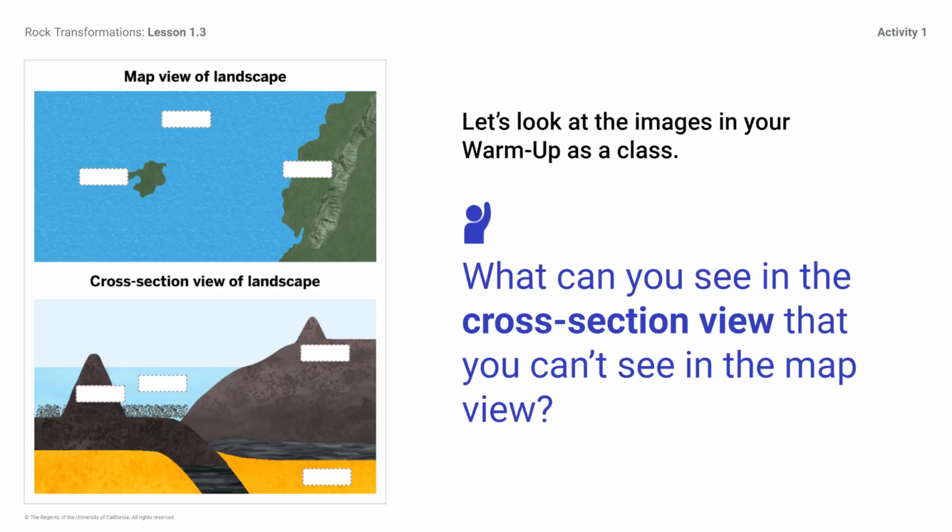Let's look at the images in your warm-up as a class. What can you see in the cross-section view that you can't see in the map view? You might respond, in the cross-section view, you can see the layers underneath the Earth's surface and the rock underneath the ocean.